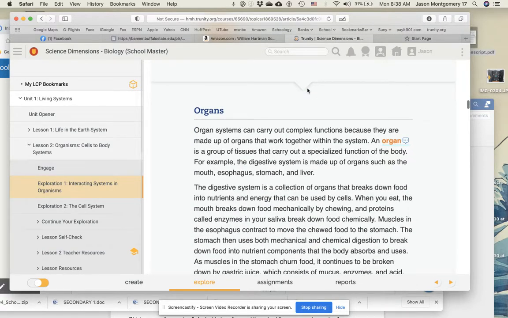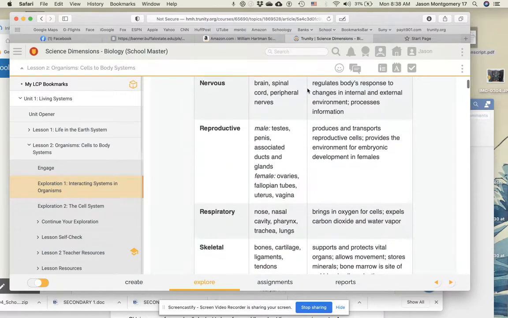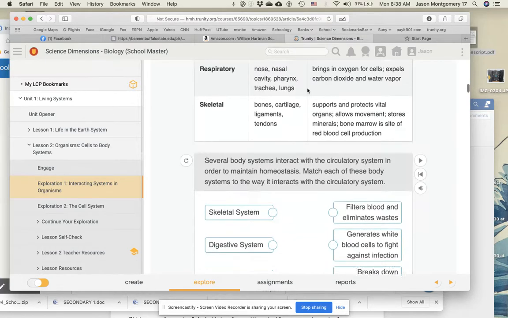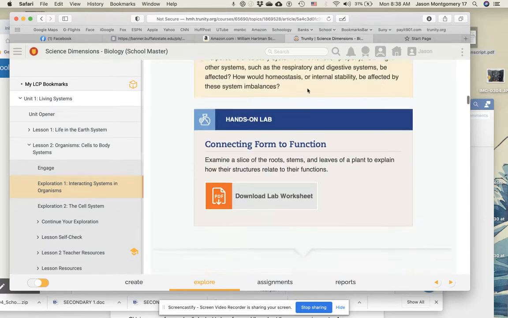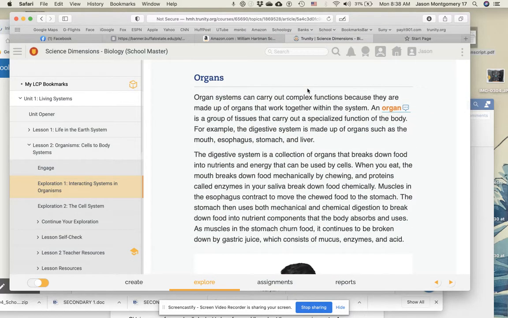Organs, everybody should know examples of organs, and up here on the side they list several organs. Now, an organ system can carry out complex functions because it is made up of organs that work together in the system.